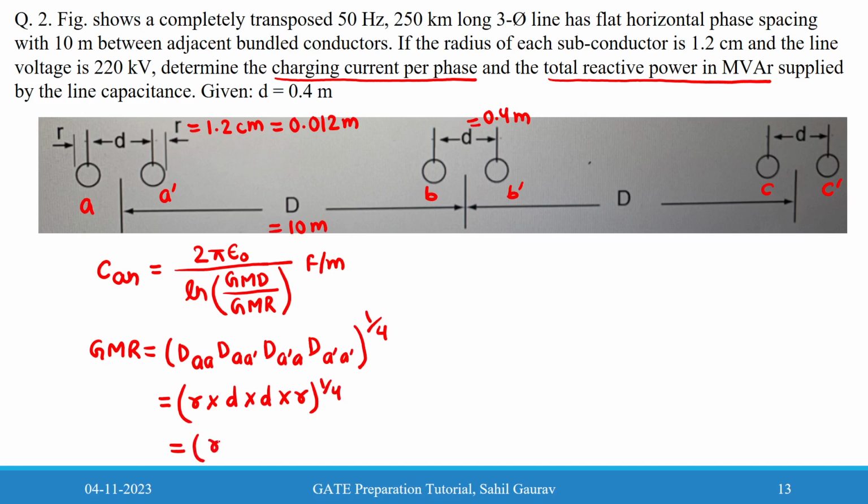Therefore, R into d, to the power 1 divided by 2, and we have the R value as 0.012 into 0.4. So this is 0.0693 meter. This we got as the GMR of the bundle conductor. If a bundle conductor is not given, and we are directly given the radius of the conductor, then we use this R value only. Since they are bundle conductors, we have to find the GMR of the phase conductor.